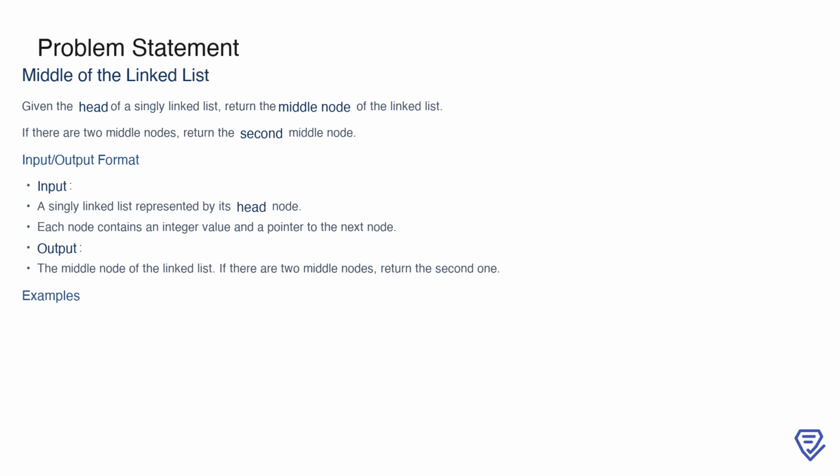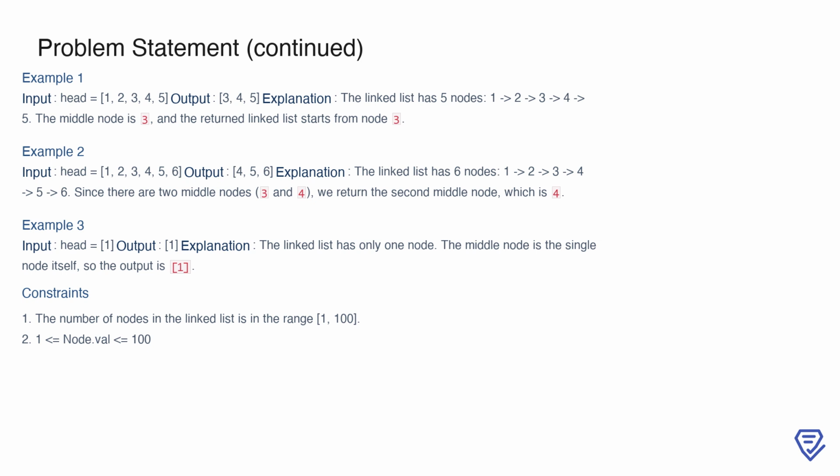For the output, we don't just return the value of the middle node, but the entire sublist starting from that middle node to the end of the linked list. This ensures that the structure of the nodes after the middle is preserved and included in the result. To make this clearer, let's walk through some examples.